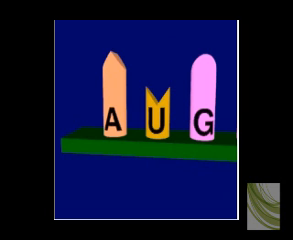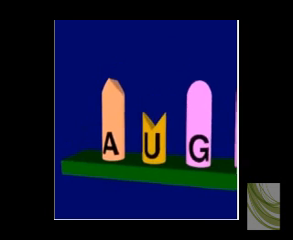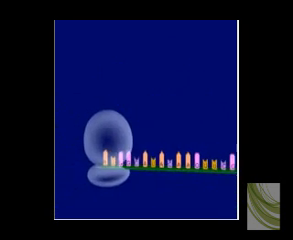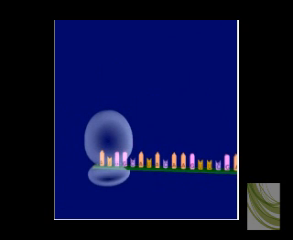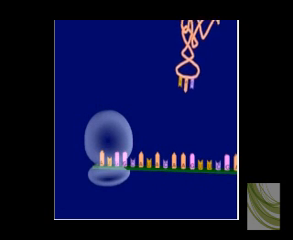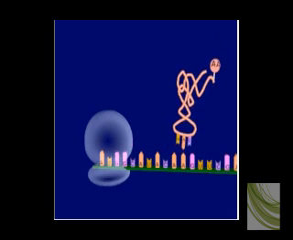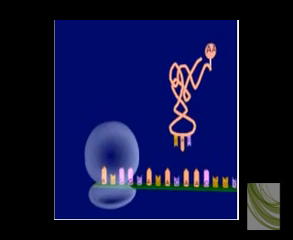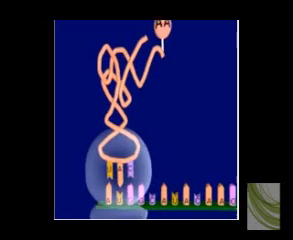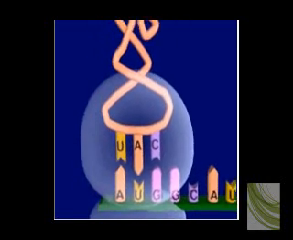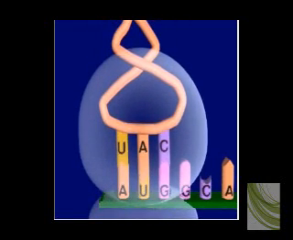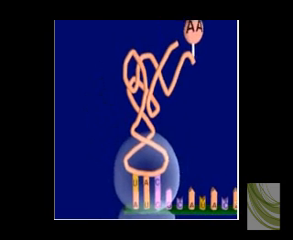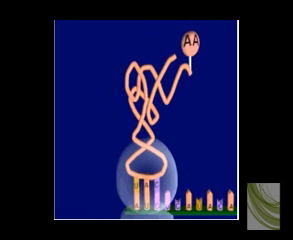As translation begins, the first codon of the messenger RNA strand attaches to a ribosome. Then, transfer RNA molecules, each carrying a specific amino acid, approach the ribosome. When the transfer RNA anticodon pairs with the messenger RNA codon, the 2 molecules join. Often, the first codon on messenger RNA is AUG, which codes for the amino acid methionine.